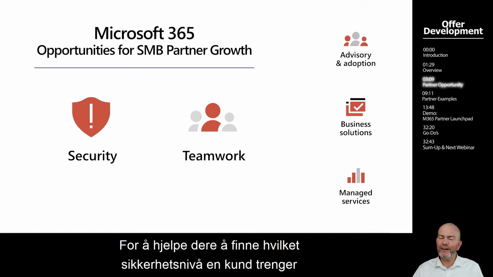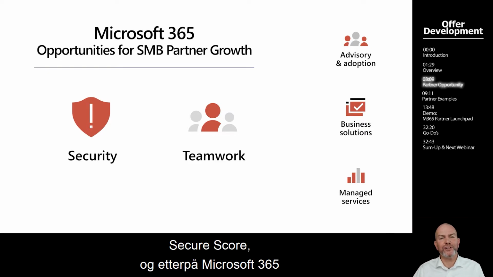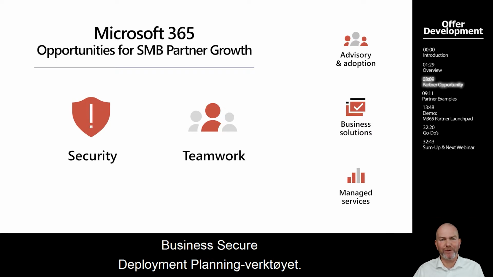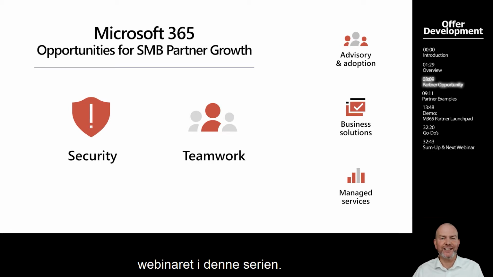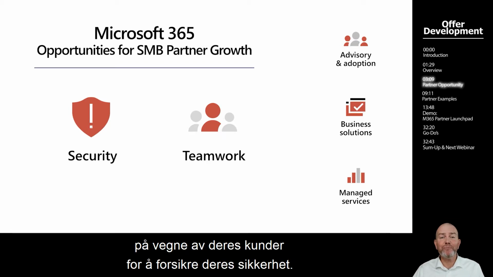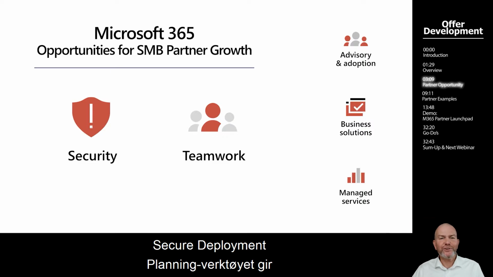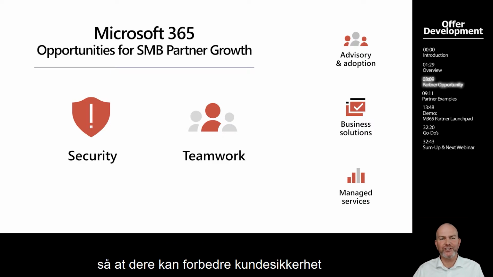To help you find the level of security needed by your customer, you can use the Microsoft Secure Score and then the Microsoft 365 Business Secure Deployment Planning tool. We did a demonstration of this tool in the previous and second webinar in this series. This tool helps you identify tasks you can do on behalf of your customers to ensure their security. The Secure Deployment Planning tool provides reporting and gives you a conversation starter so that you can improve your customer security and compliance status.